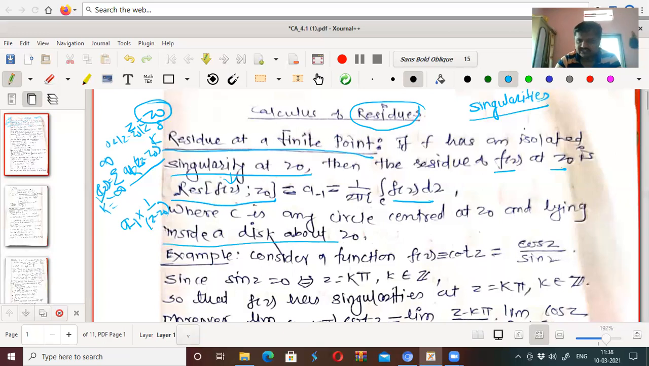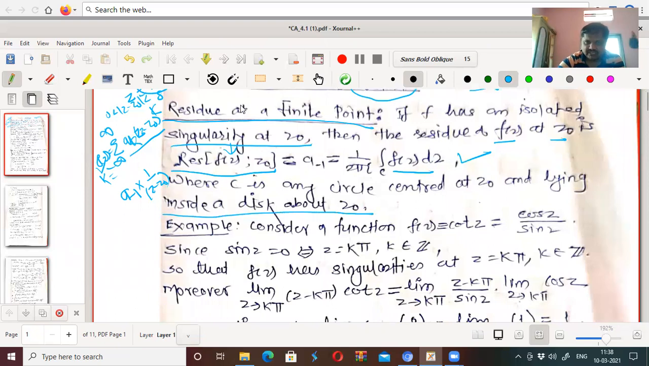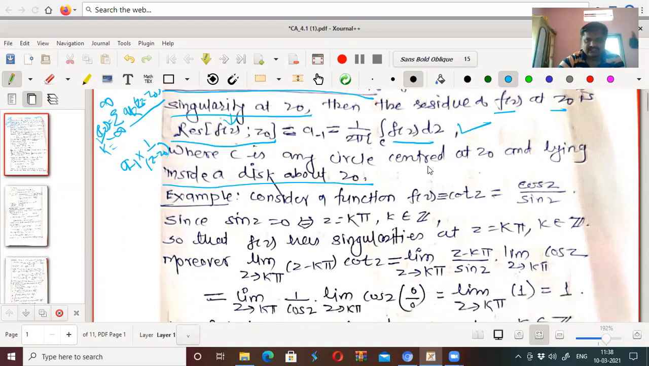So if f has an isolated singularity at z0, then the residue of f of z at the isolated singularity is given by the coefficient of 1 upon z minus z0 in the Laurent series expansion of the given function, or it is equal to 1 by 2 pi i integral over C of f of z with respect to z. This is the definition of residue at a point z0, where C is any circle centered at z0 and lying inside the disk about z0.